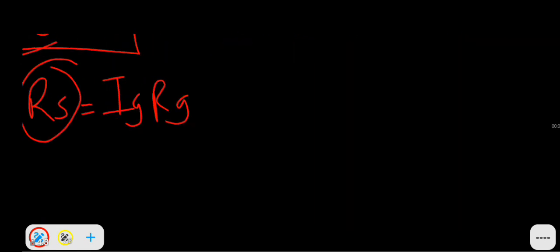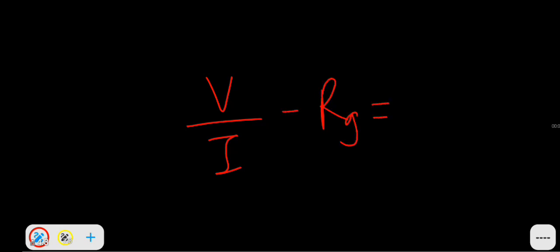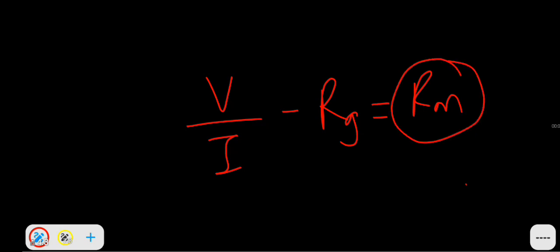Then we'll move to galvanometer to voltmeter. That one, the formula is V over I minus RG equals RM. So V is the voltmeter, the volts you are trying to measure. I is the full scale deflection of the galvanometer, or the current that is passing through the galvanometer. Then RG is the internal resistance of the galvanometer. RM is the multiplier resistance.